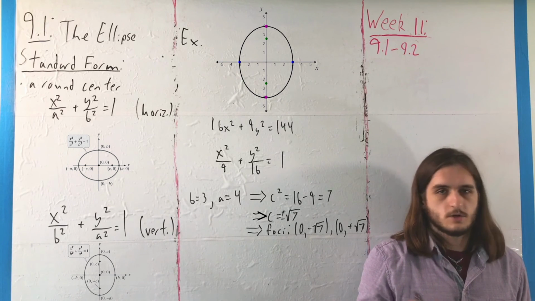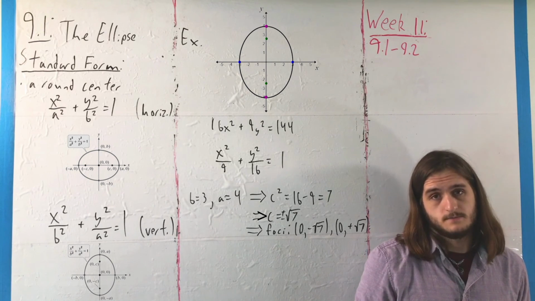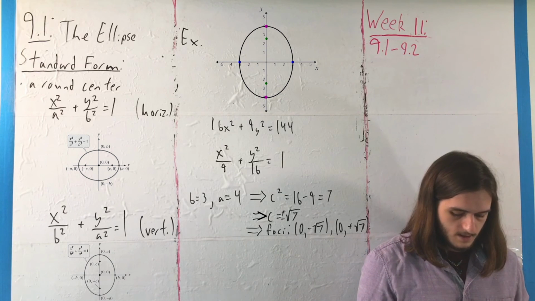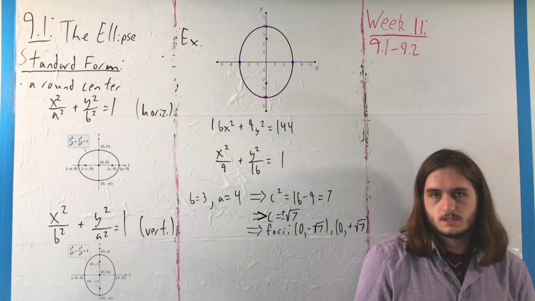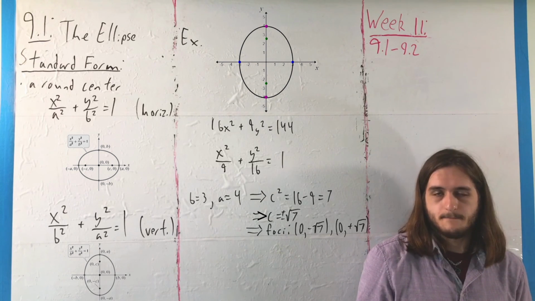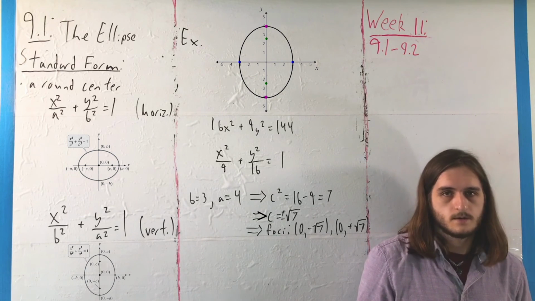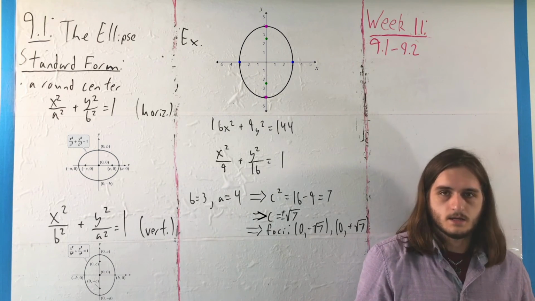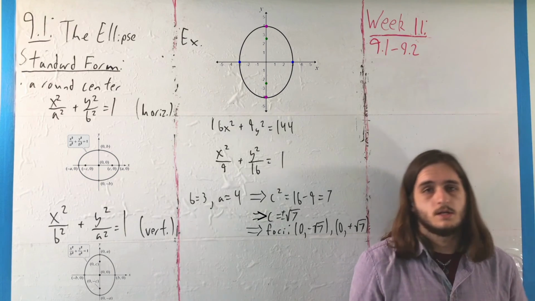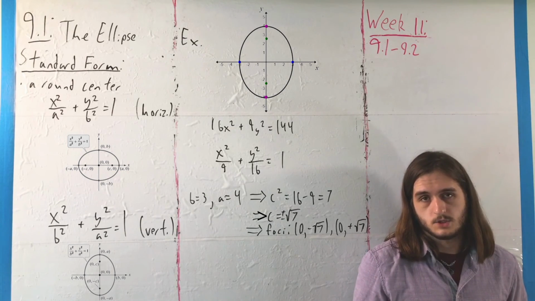And next, we're going to get one more example where we're going to talk about this stuff in terms of kind of going the other direction. That is, being able to take some of this sort of information about positions for foci and vertices and turn it into the equation of an ellipse.